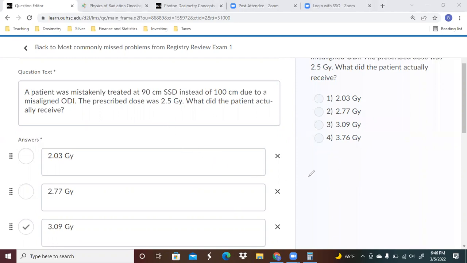In order to be able to do that, again, we are going to be looking at the inverse square law. So the dose here at 90 is going to end up being the dose that should have been delivered at 100 times 100 divided by 90, and that is going to end up getting squared. So the dose at 90 is going to equal 2.5 gray times this result.